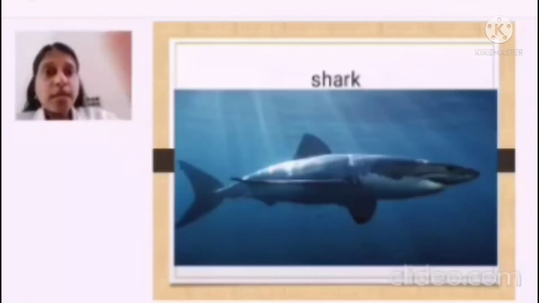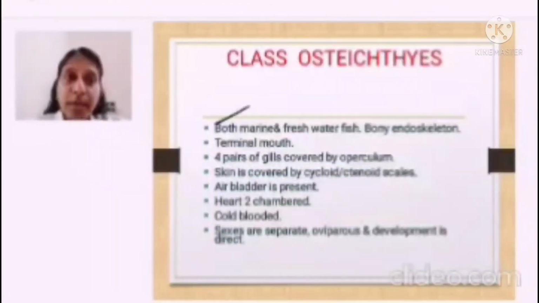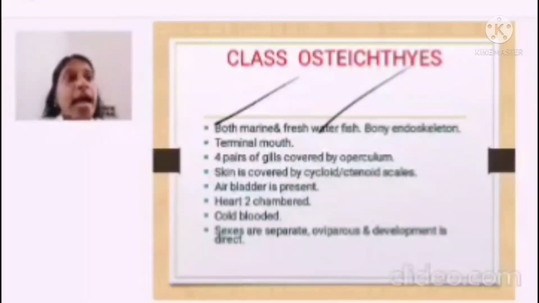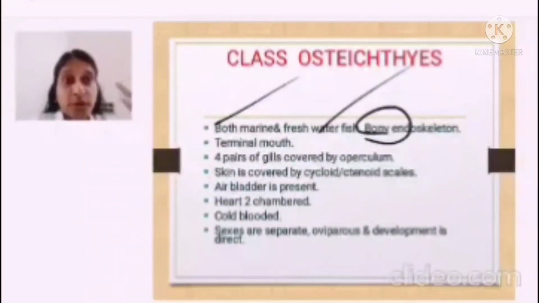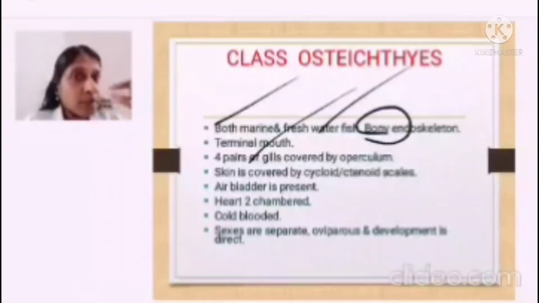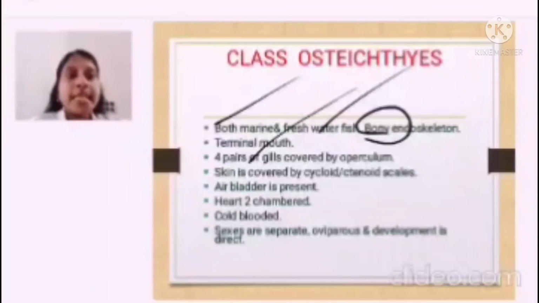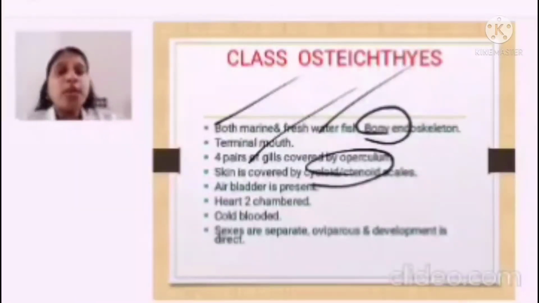Okay, Osteichthyes are both marine as well as freshwater, with a bony endoskeleton. Chondrichthyes have a cartilaginous endoskeleton, cartilage. These are made up of bones. Terminal mouth: on the tip you can find the mouth, not dorsal, not ventral, on the tip the mouth will be present. Skin is covered by cycloid or ctenoid scales.